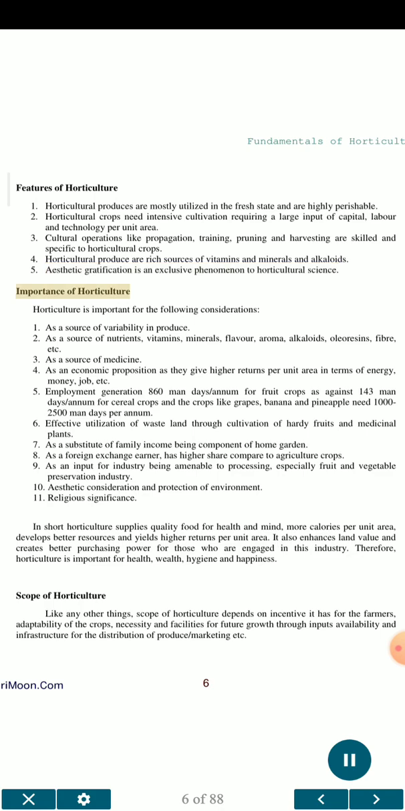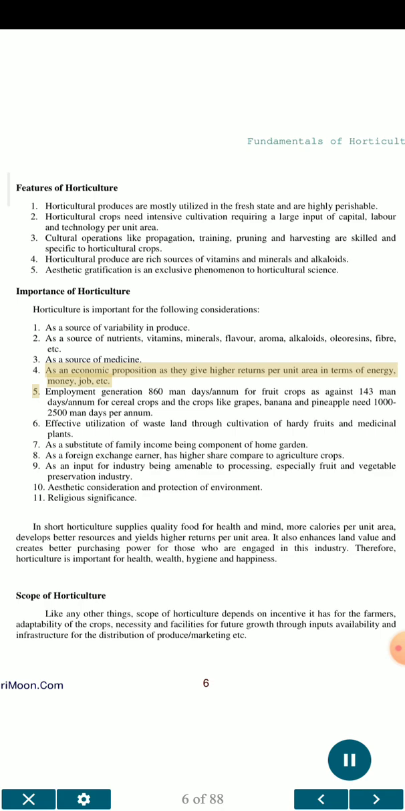Importance of horticulture. Horticulture is important for the following considerations. 1. As a source of variability in produce. 2. As a source of nutrients, vitamins, minerals, flavor, aroma, alkaloids, oleoresins, fiber, etc. 3. As a source of medicine. 4. As an economic proposition as they give higher returns per unit area in terms of energy, money, job, etc.